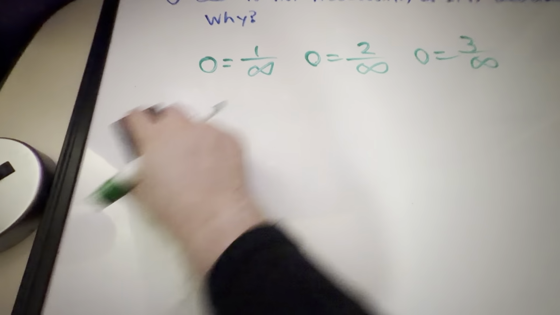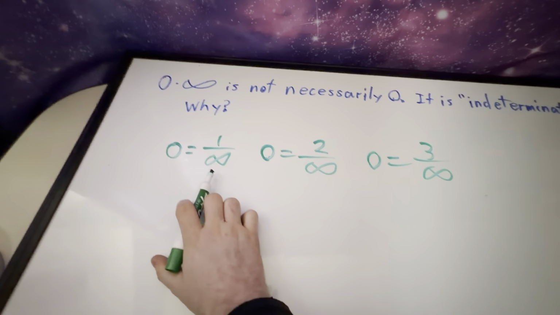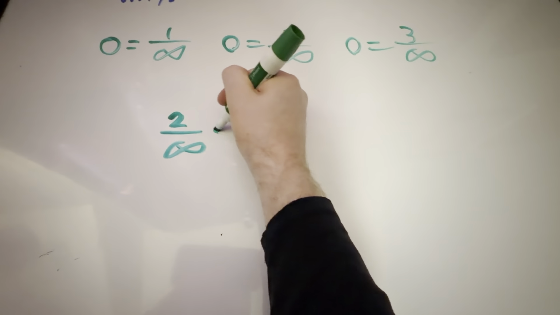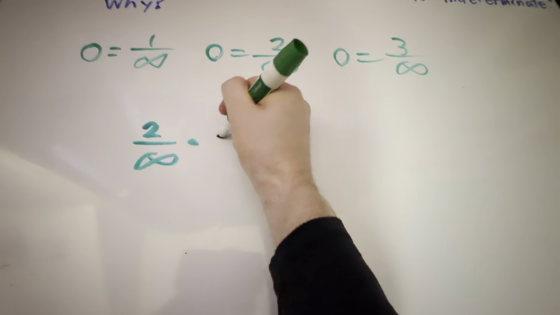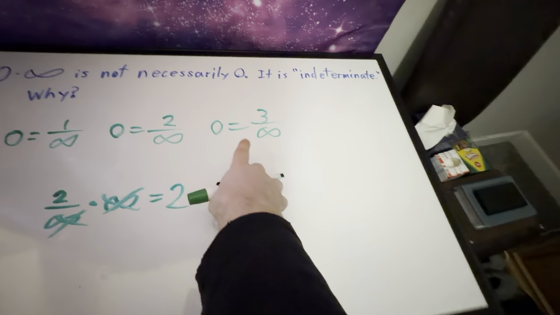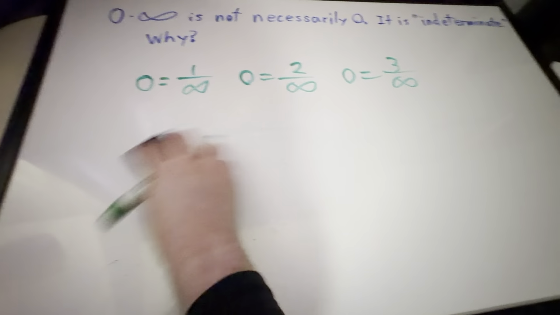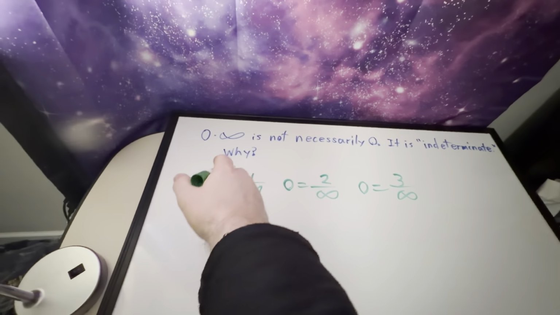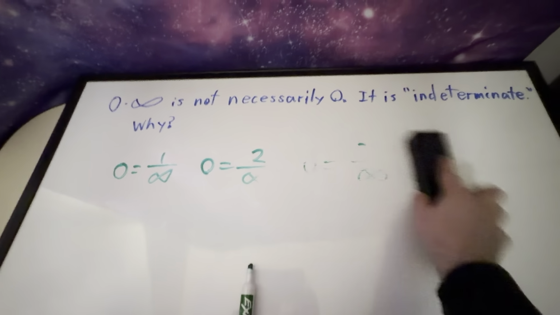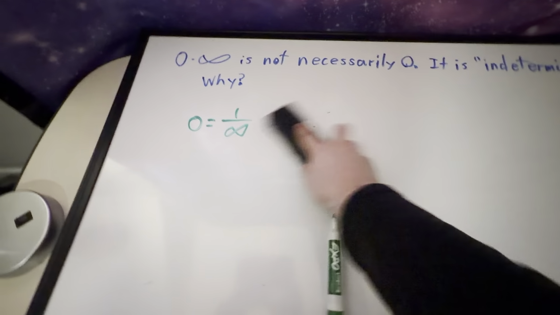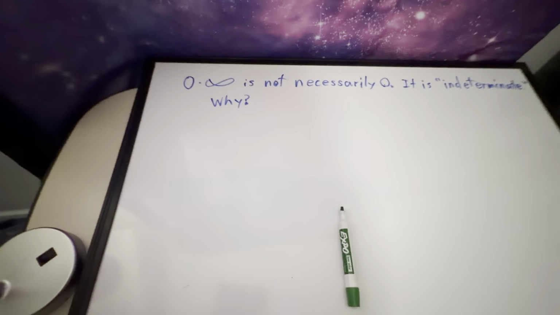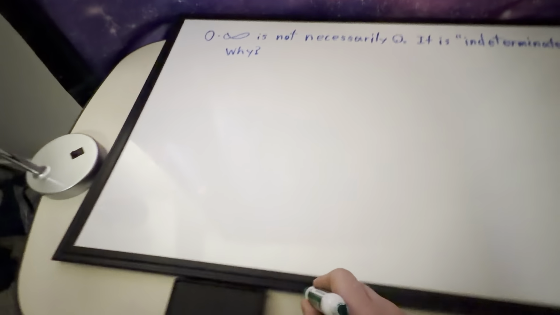This can be done with any number. So that was just using this. What if we do this? We have 2 over infinity, and we multiply it by infinity. Well, these cancel out. It equals 2. And we can do the same thing for 3 and so on. Any finite number. So 0 times infinity, based on this argument, is indeterminate. It's some finite value. It can be 0, though. 0 is a valid answer, but it could also be any other finite number.